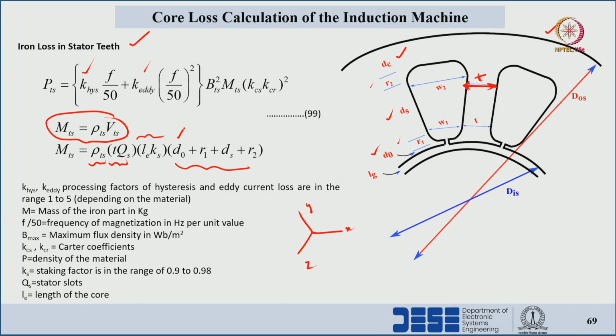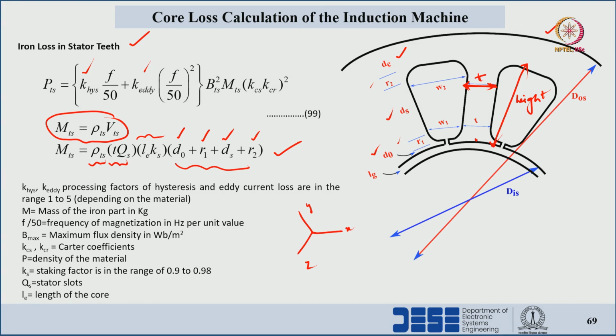So, D0 is the slot opening height, R1 and R2 are the radii of the slot at the top side as well as the bottom side, and DS is the depth of the slot. Together we can consider the complete height of the stator slot from this point to this point. This is the height of the stator slot. With this equation we can calculate the mass of the stator teeth.